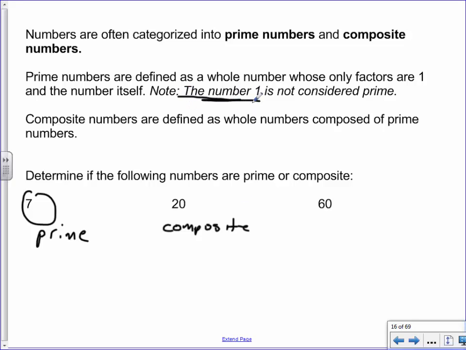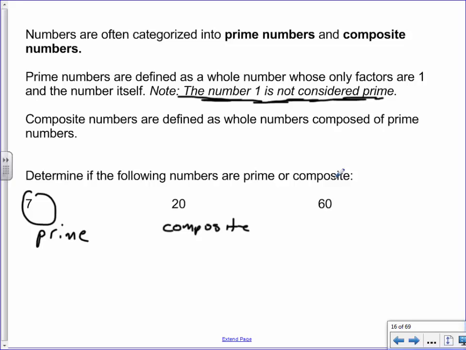Here's something I should point out, by the way. The number 1 is not considered prime. It's kind of a weird anomaly. But the definition of prime is it has to be divisible by 1 and itself. But since the number 1 is itself, we kind of don't count the number 1 as prime.